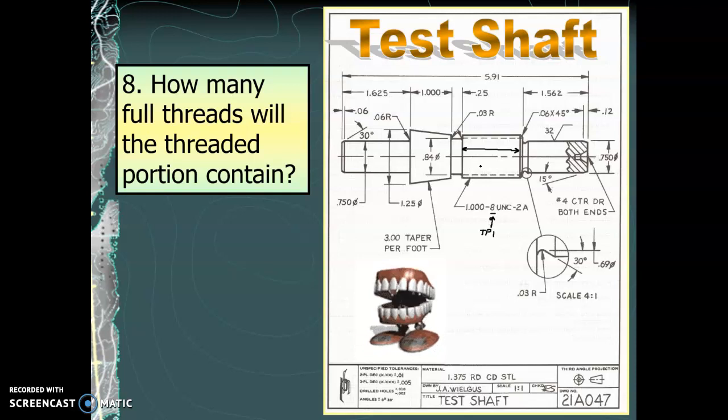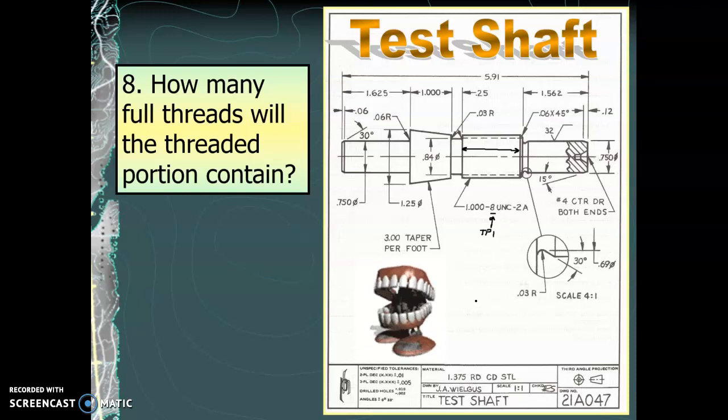So all we need to find out then, we just need to take our 8 threads per inch and multiply it by however many inches this is long. The problem is that's not given. That is the missing link in our broken chain system of dimensions here. So what we're going to have to do is actually calculate what this is.